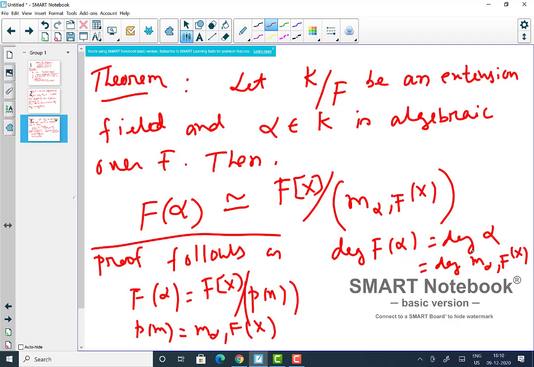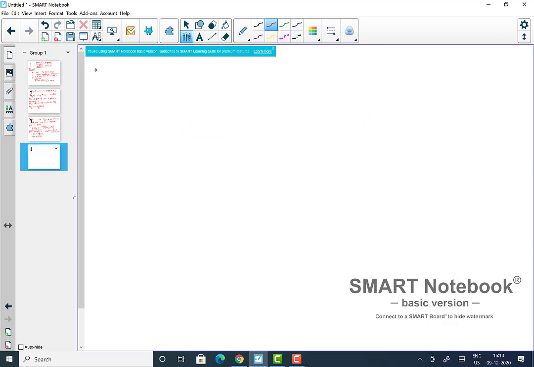Okay, so now you can say more things. You can state another important theorem from this, and that theorem tells you that whenever you have an algebraic element, then the simple extension will always be a finite extension. What does that mean? That means this is a finite dimensional vector space.